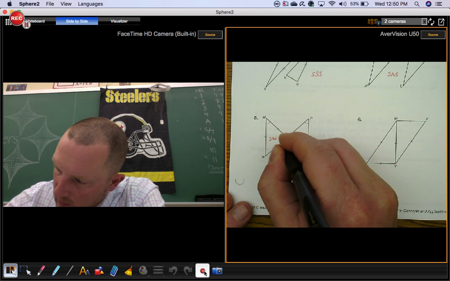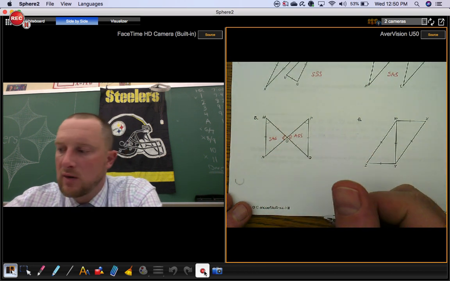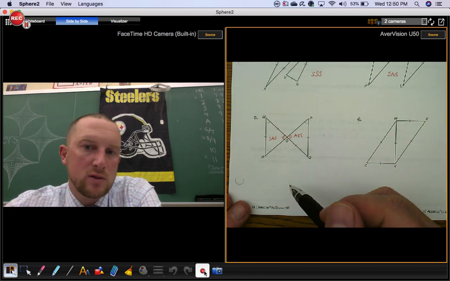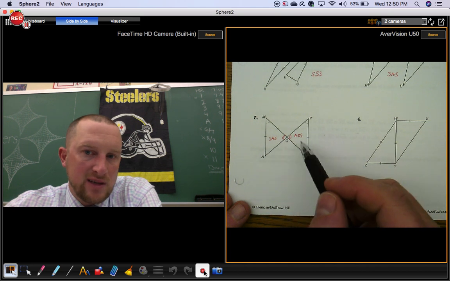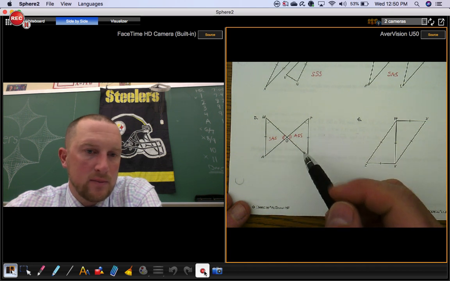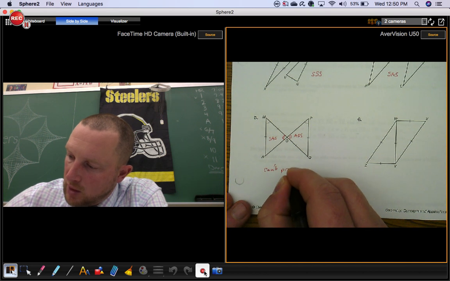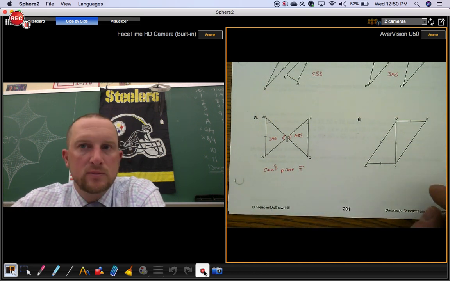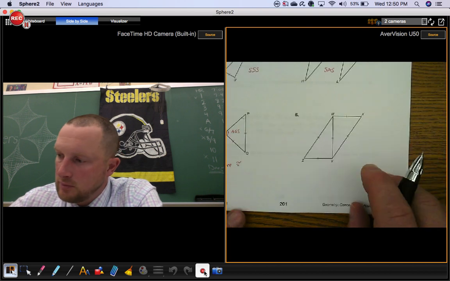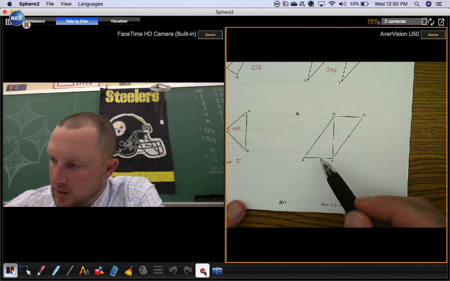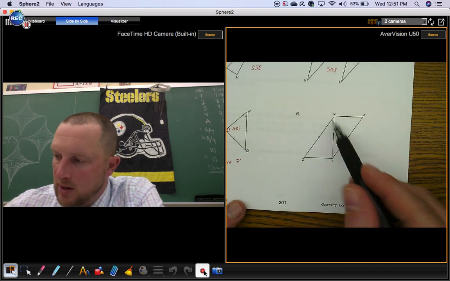Now, you could have done this as well. You could have marked a pair of congruent angles, but that's not going to give us side angle side over here either. So as of right now, we cannot prove that these triangles are congruent. In number 6, we got 3 pairs of congruent sides.